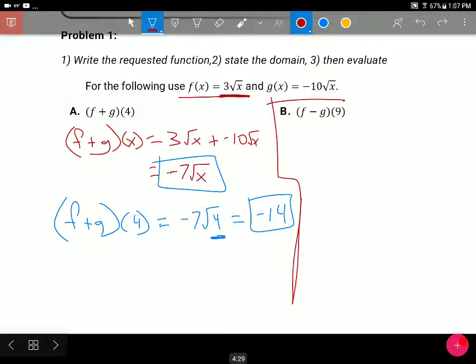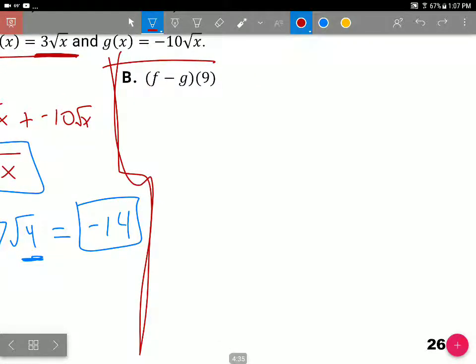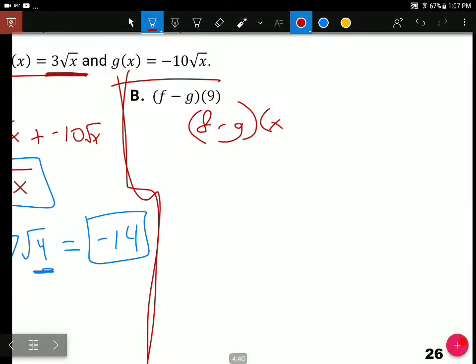So here we go, letter B. We have f minus g. Let's just start off by finding the equation, f minus g of x.